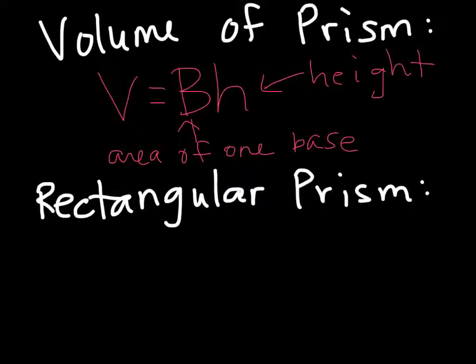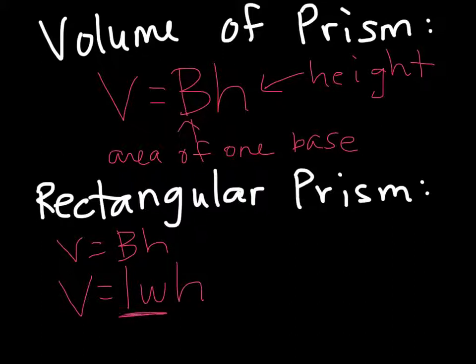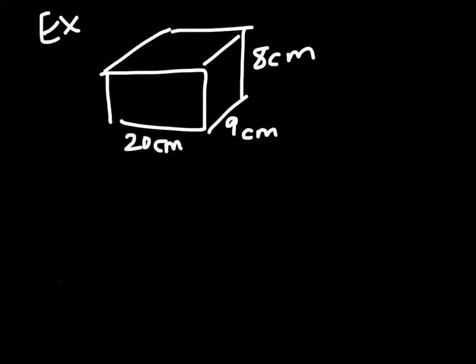Now in a rectangular prism, when we use that formula, the area of the base times the height, our base is a rectangle. So how do we find the area of a rectangle? We do length times width and then times that height, because this length times width is representing that capital B. So we do the length times width times height. So let's look at an example.